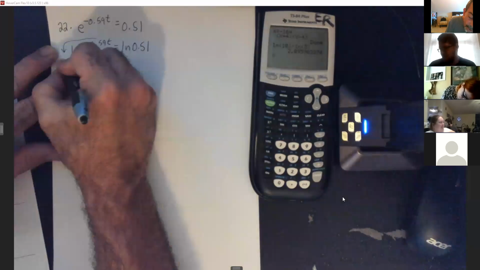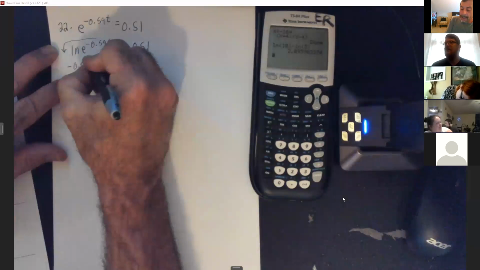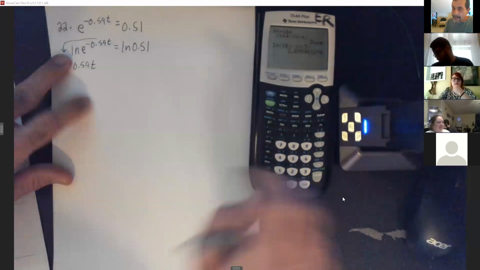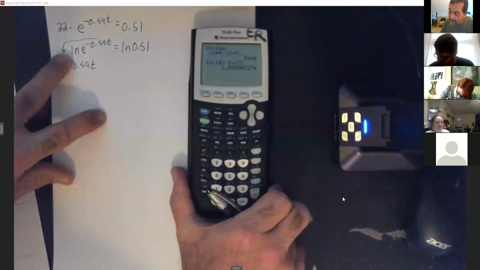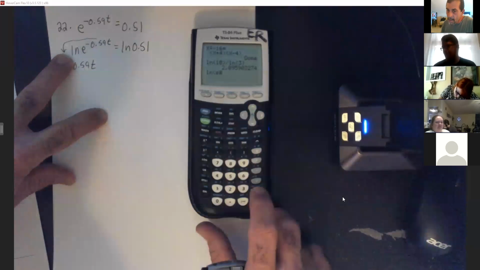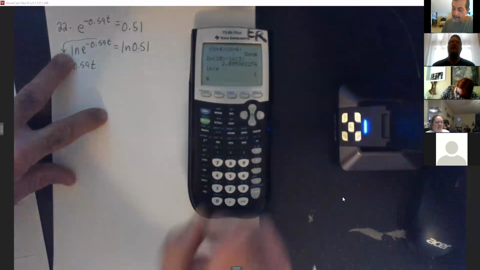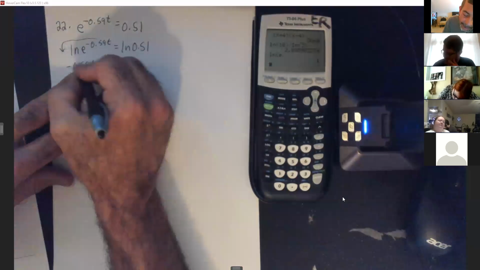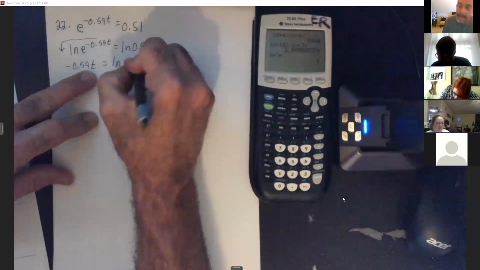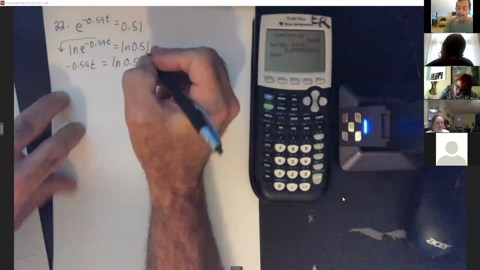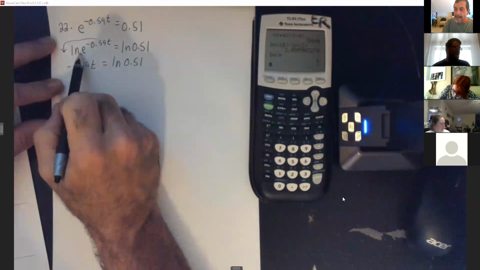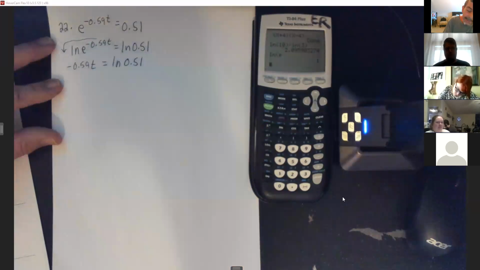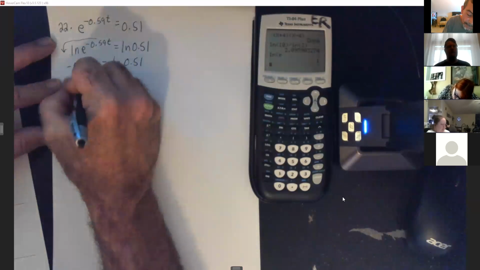So we get a negative 0.59t. Now, I'm not going to draw the ln of e because remember, ln of e equals 1. So since that part equaled 1, all that's left over here is the exponent. That's going to equal the ln of 0.51. Okay, so when a log matches its base, the answer is always that exponent, okay? Now, my last step, divide by the negative 0.59.